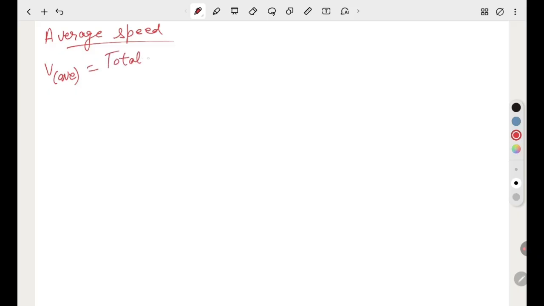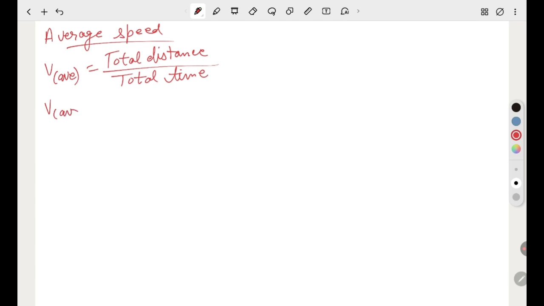So firstly we have to find the average speed. For average speed, we calculate v average. V also denotes the speed, but we didn't put the vector arrow on it because speed is a scalar quantity. It is equal to total distance upon total time.